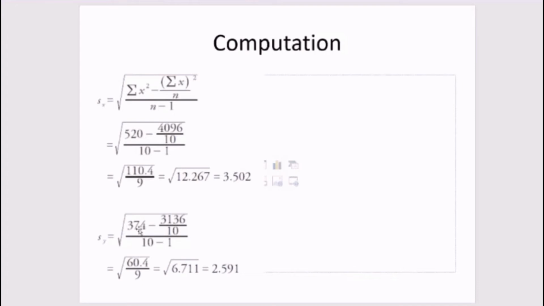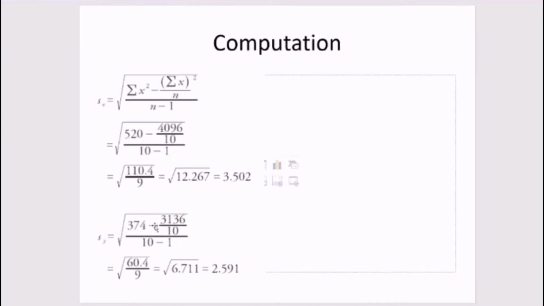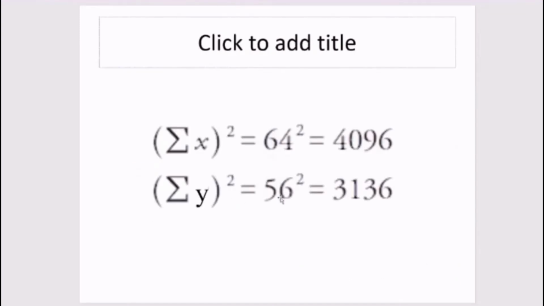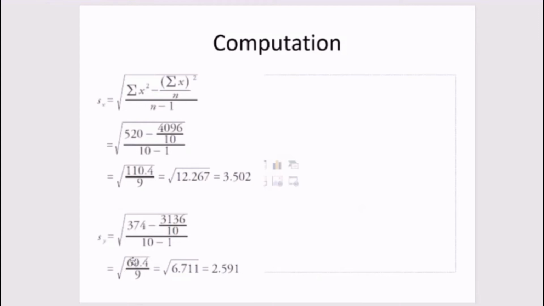Square root dayon. So ang sigma y squared is 374. Tan-awa na diri. That's 374, right? Minus 3136, that's our sigma y quantity squared, divided by 10, so 313.6. So 374 minus 313.6, divided by 10 minus 1, which is 9. So, check ninyo kung 60.4 ba. 374 minus 313.6. Yes, sir. Okay, good. Divide by 9: 60.4 divided by 9 is 6.711. And then, square root ninyo. So your answer should be 2.591.